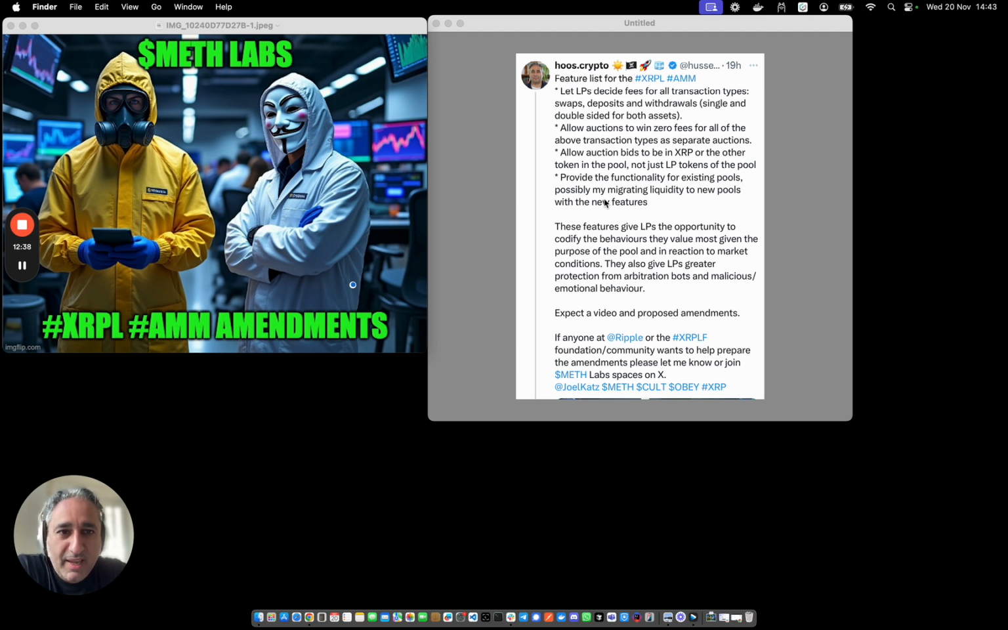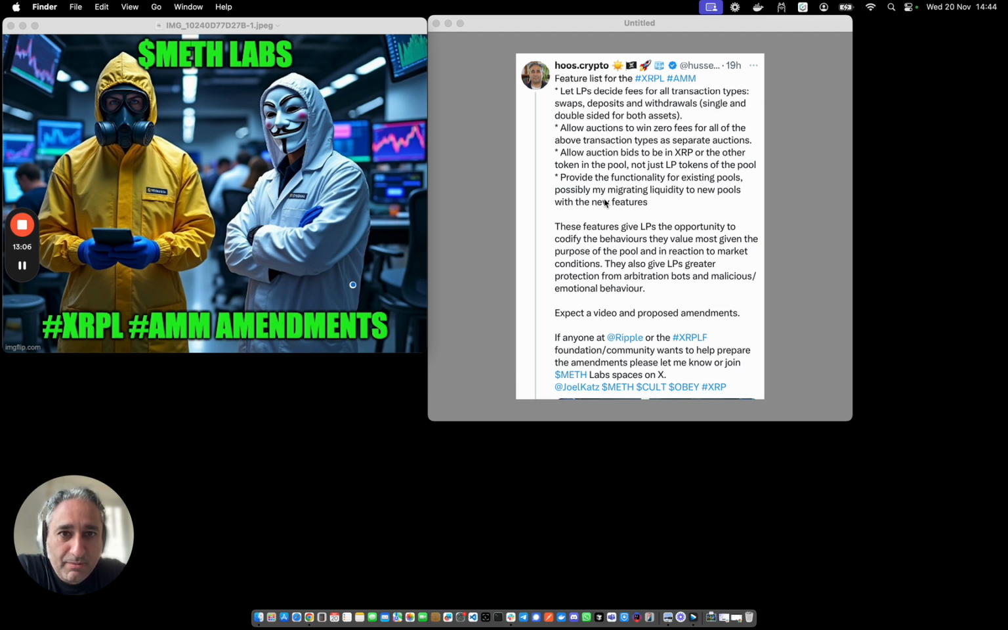If you're burning the LP token, in this instance for METH, it's going to send the price rocketing really high, right? So it's going to make it very expensive to participate in these auctions. I think it should be possible to bid for an auction slot in XRP or in METH as well. And those would add liquidity to the pool rather than reducing the number of LPs that exist.